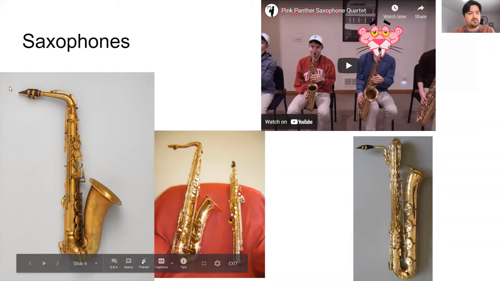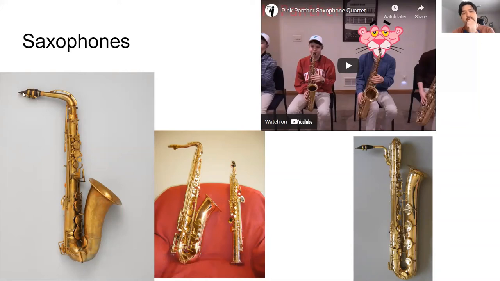And if you look closely at this one on the left, you can actually see the reed, that piece of wood that they use to play their instrument. And as you can also see, they all come in different shapes and sizes. But the one thing that makes them unique, they're actually made out of brass.